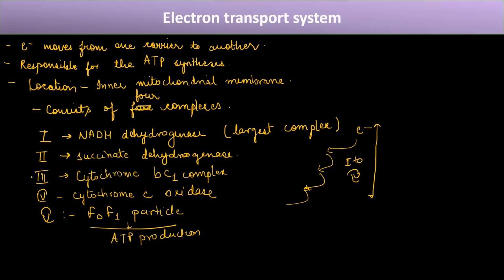Now let's see how, like I said, from one NADH, 3 ATPs are formed, and from FADH2, 2 ATPs are formed. Let's see how this is true. For that, we talk about NADH first. Let's draw these complexes and see how they are located. So this is a membrane.